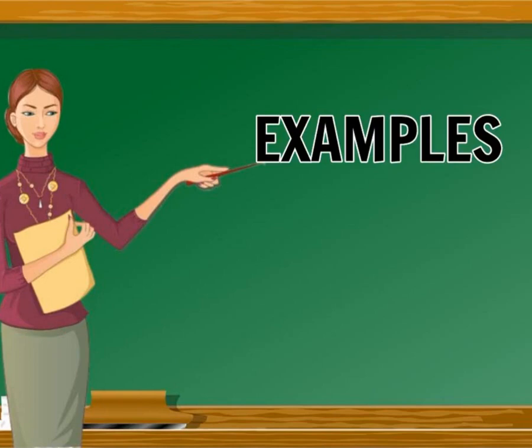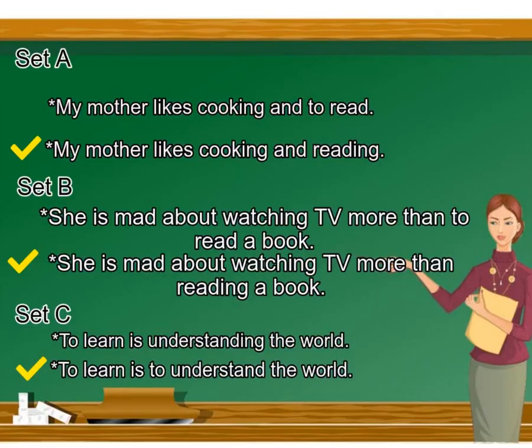Since teacher Paul already discussed what is parallelism, and he already elaborated and explained to you why it is important in a sentence or when you are speaking, now I'm going to give you a few examples of parallelism. I have here two sentences. The first sentence is, my mother likes cooking and to read. The second sentence is, my mother likes cooking and reading.